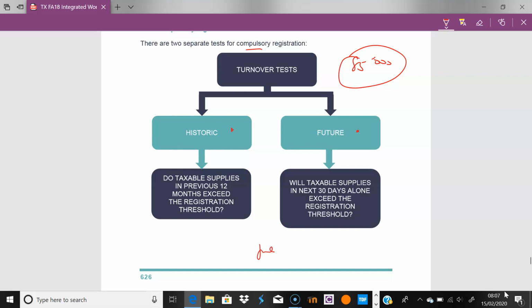So you get to the end of your month, whatever that month is. Let's say it's June. You get to the end of June, you look back 12 months and you ask, have I exceeded the 85,000 threshold? So you just wait till the end of your month and ask the question: in the last 12 months, have I exceeded the 85,000 threshold? And that's it, literally. If you have, it is pretty straightforward. You must let HMRC know by the end of the next 30 days, which in this case would be July, and it becomes effective from the 1st of August.